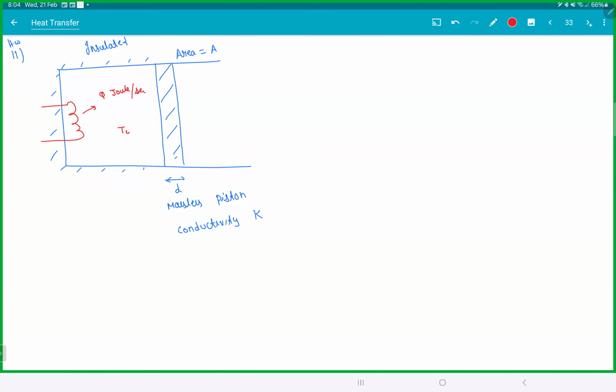So initially temperature is T0. It's a helium gas and there are N moles. Outside the pressure is P0. Temperature is also T0 here, just constant. So initially there is no heat going from inside to outside. Everything is fair enough.